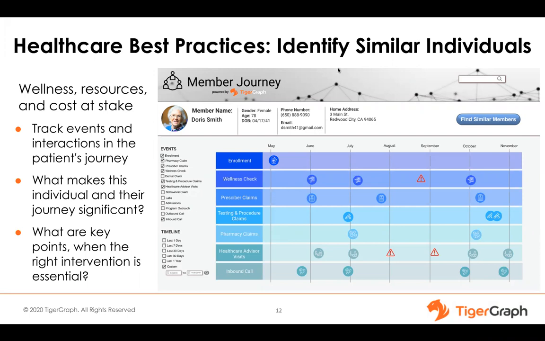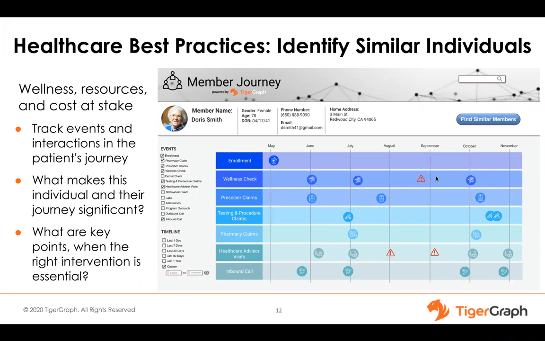So, here's a dashboard where we're looking at this person, Doris Smith, and here is her basic information about who she is. But this is mapping out her healthcare journey through the system that she participates in. So, she enrolled in this program, this health insurance program. She's had periodic wellness checks. And there's a warning here because it looks like she missed a month.